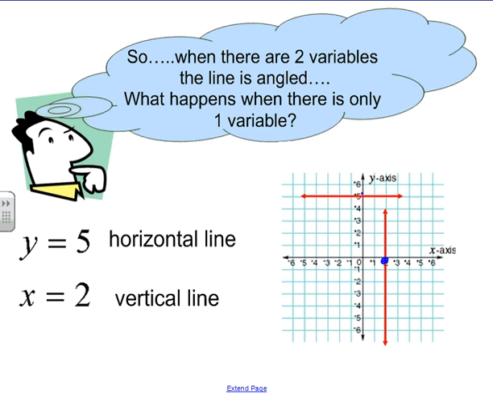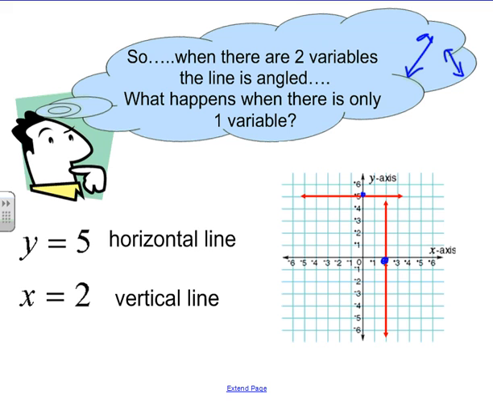So we now know that when there are two variables, we get an angled line, and when there's only one variable, we get either a horizontal or a vertical line. I know it doesn't seem like it makes sense. When you have x equals 2, it's going up and down and looks like the y-axis, but that's the way it is because we don't want to touch the y. The only time it's going to touch the y-axis is if I put it there, and that's where x equals 0, isn't it? So that helps a little to figure out which way things go.